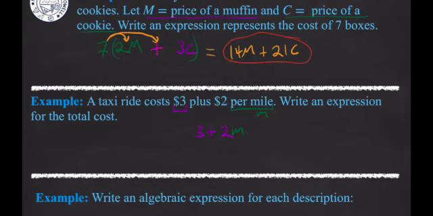If we go 4 miles, that's $8 added on top of the price to just get into the taxi for the service. Write the expression for total cost. That's it. There's nothing more that we need to do to that. So that would be the answer to this example.